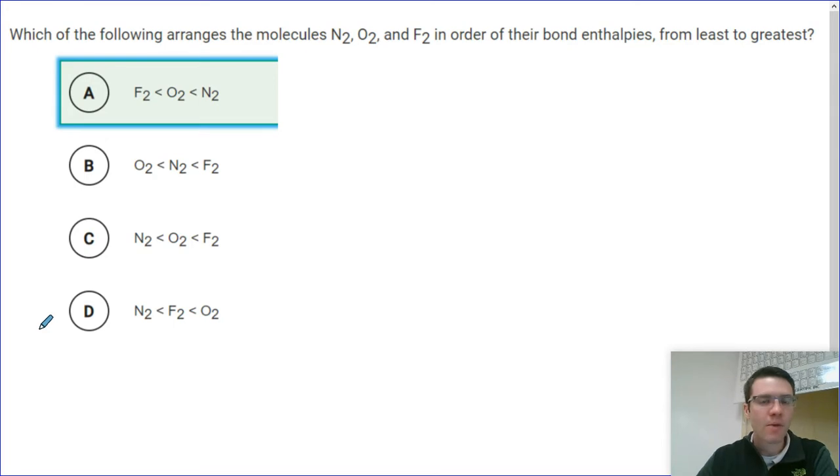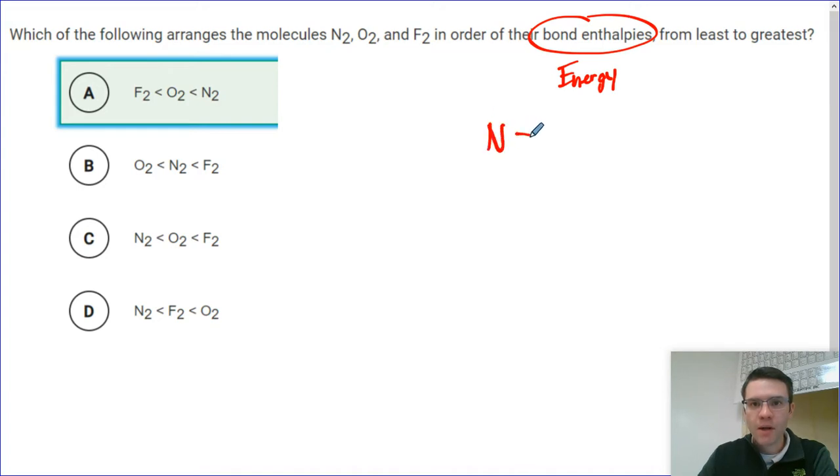Which of the following arranges the molecules N2, O2, and F2 in order of their bond enthalpies from least to greatest? Bond enthalpies, that's your bond energies. How much energy does it take to break 1 mole of these molecules apart is what the bond enthalpy would be. So let's look at our molecules first by drawing them.